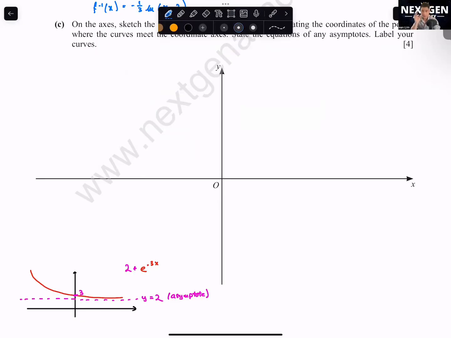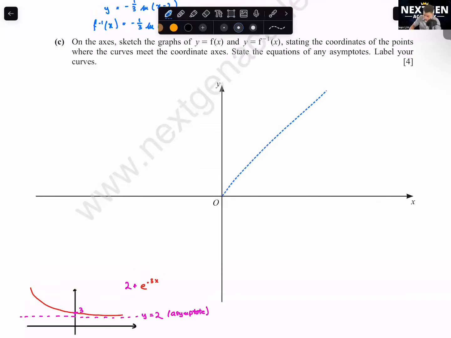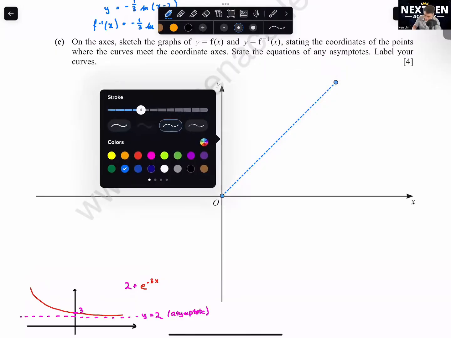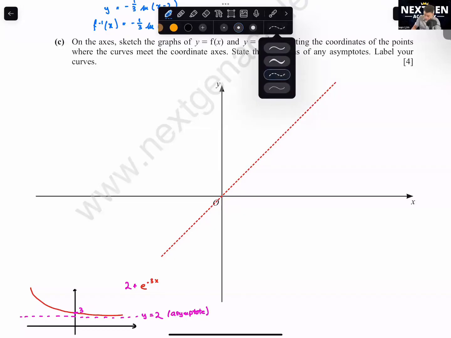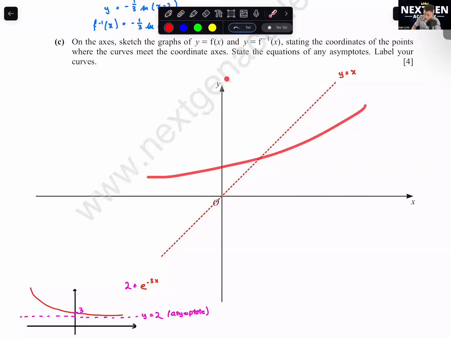Whenever they ask you to sketch out f(x) and f inverse x, we need to know that f inverse x is reflected on the y equals x graph. That's the logic of it. So I will draw this out first. This is my y equals x graph. Later you will see when we draw it out, it will intersect nicely at the y equals x line. So if you want to draw it neat, this is my recommendation.